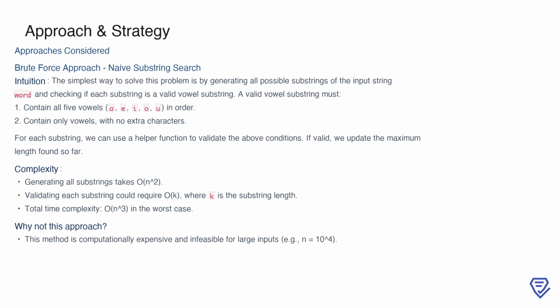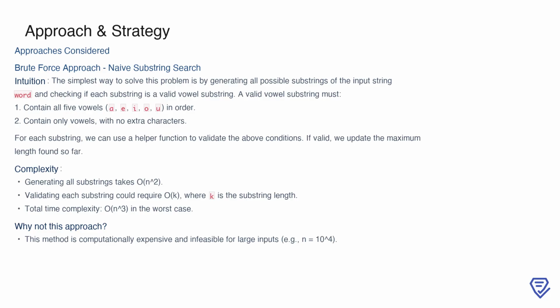To begin tackling this problem, we could consider a brute force approach. The intuition here is straightforward: generate all possible substrings of the input string and check each one to see if it meets the criteria of being a valid vowel substring. A valid substring must include all 5 vowels a, e, i, o, u in order and contain only vowels, with no extra characters. To do this, we can use a helper function that validates each substring based on these rules. If a substring is valid, we update our maximum length.